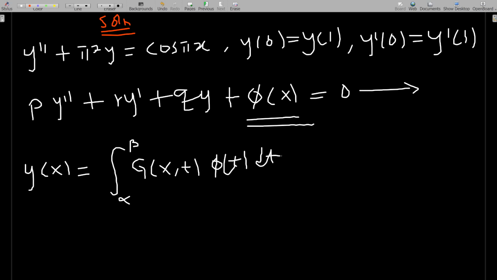So it means that for every second order BVP given, I should know my phi of x to be able to find phi of t. I hope you get this. Then we just go ahead and find our Green's function, put it here, and we'll be done. Just do a normal integration, that is all. So let's look at this. The question is y double prime plus pi squared y equals cos pi x.